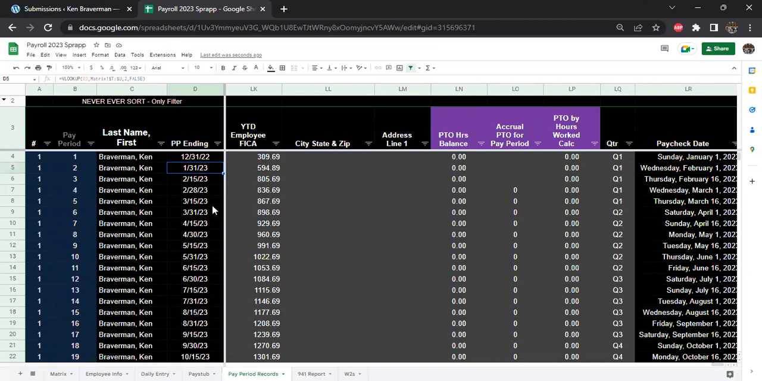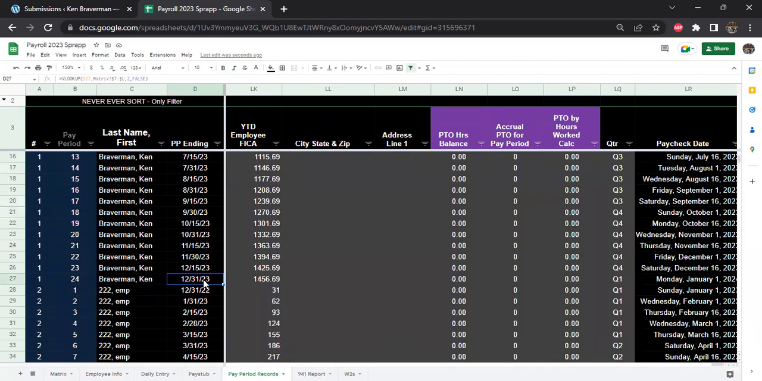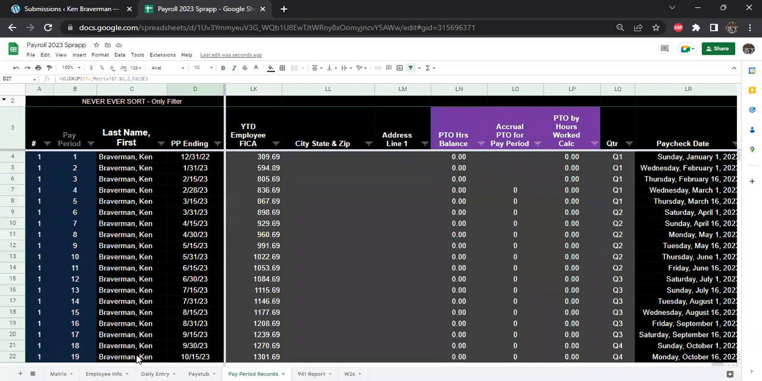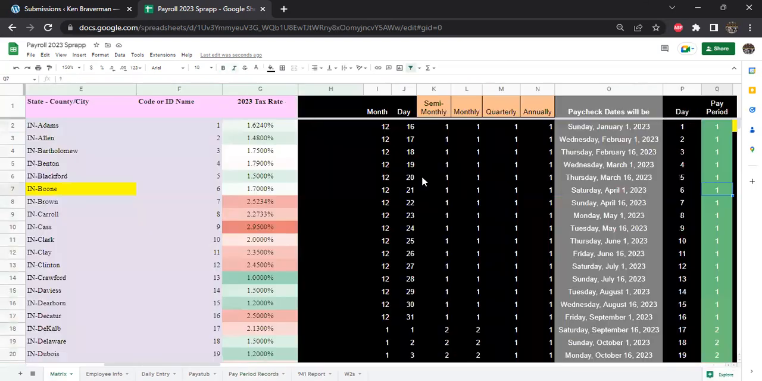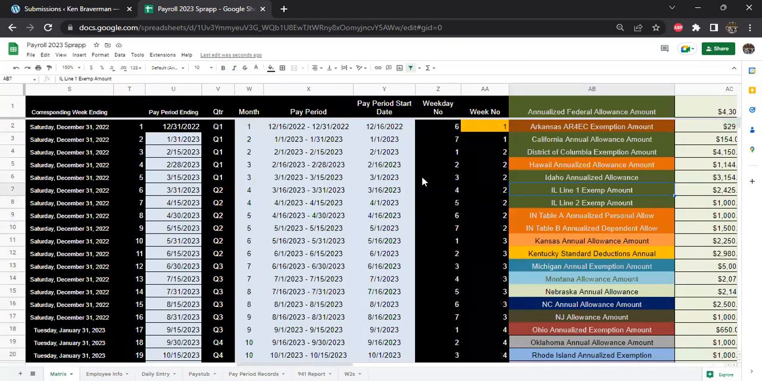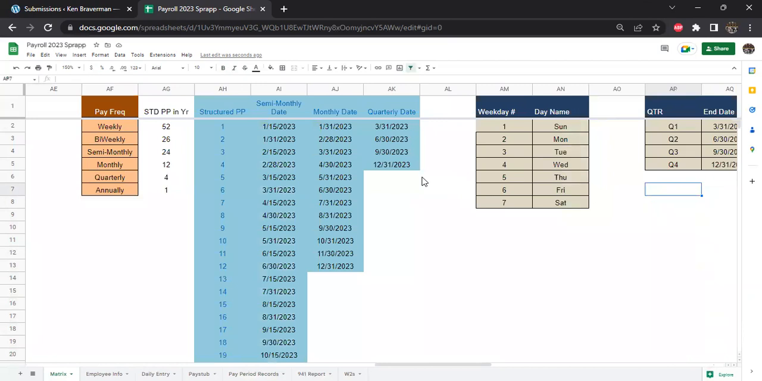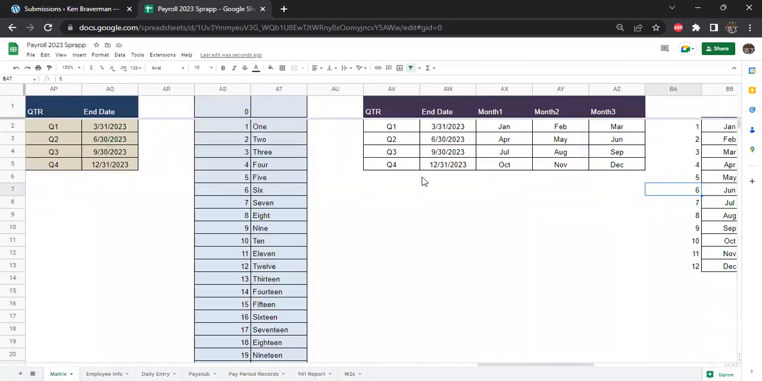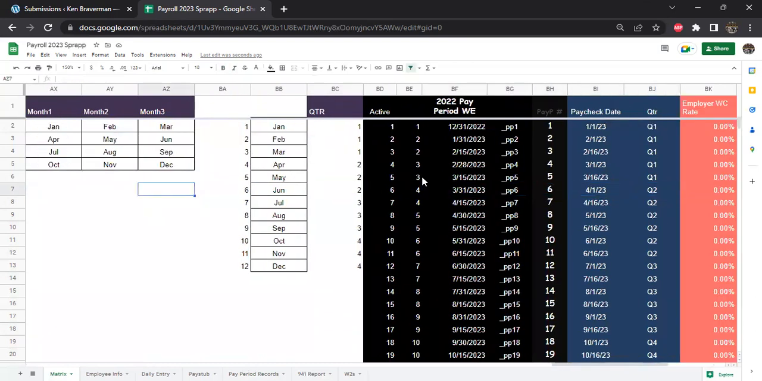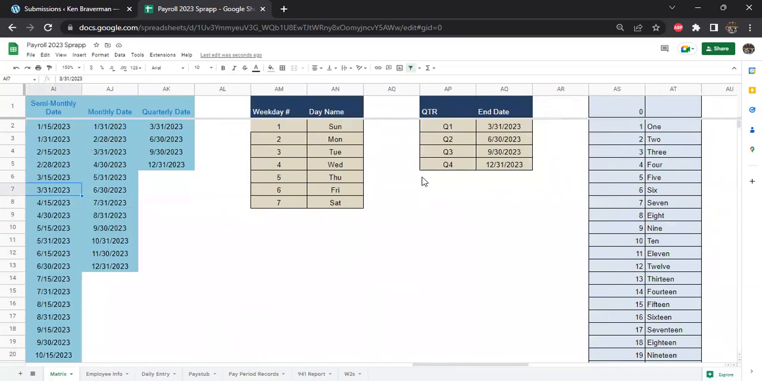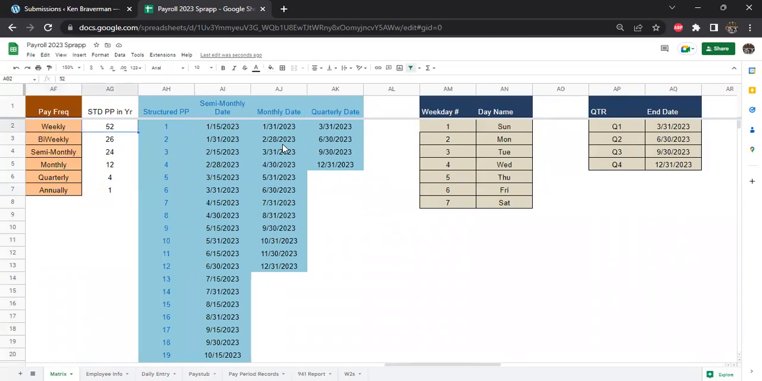This is wrong. This needs to be 1/15. And this needs to be not 12/31. So let's think about this for a second. If you're on semi-monthly, it's not right. If you're on semi-monthly, you've got to go into the semi-monthly thing right here. I know what's going on. So there's a semi-monthly setup somewhere. Where is it? Yeah, it's right here. So it wants to start you here.